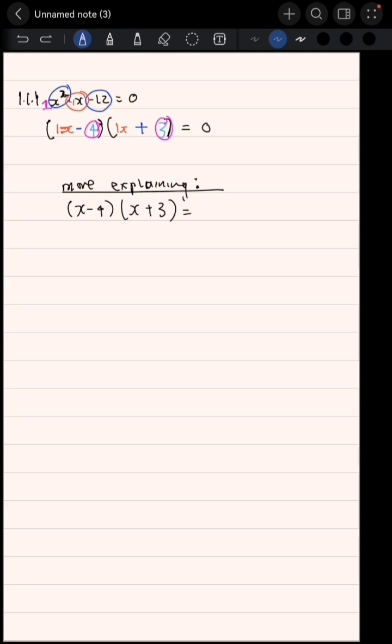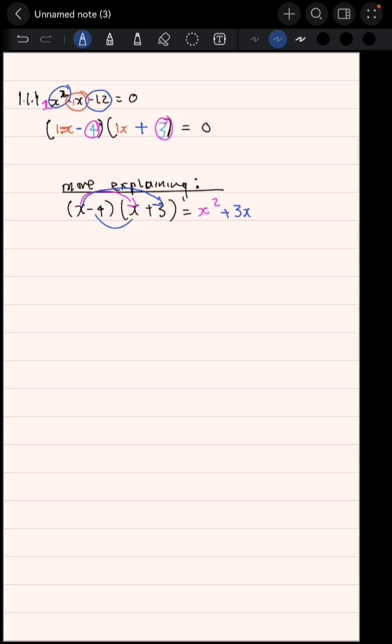So how do we multiply out the brackets to get the expression x squared minus x minus 12? You take this x, you multiply it with this x, you are going to get x squared. Then you take this x, you multiply it with 3, that will be plus 3x. Then you take this minus 4. Remember, take note of the sign.